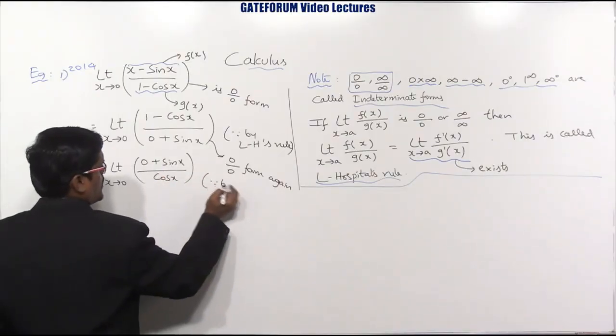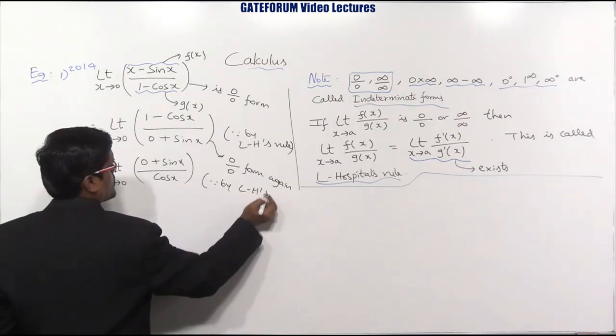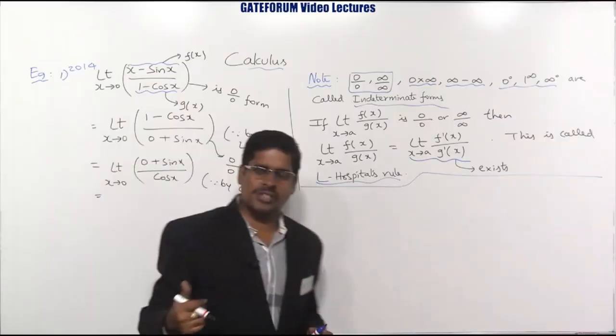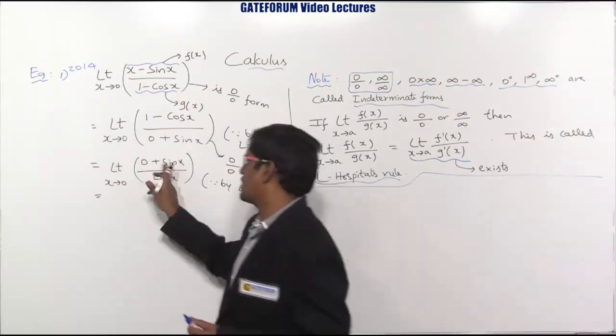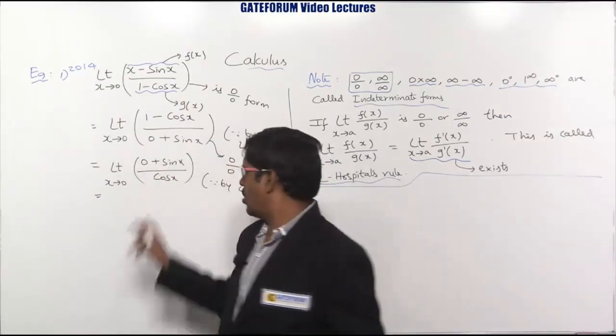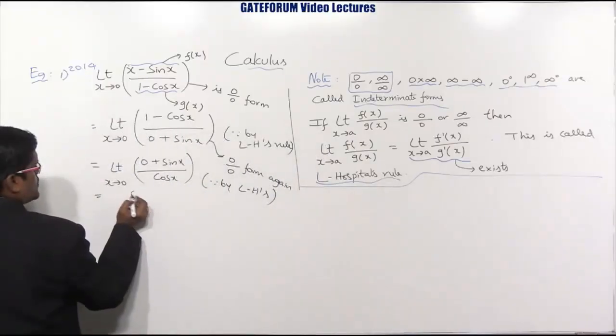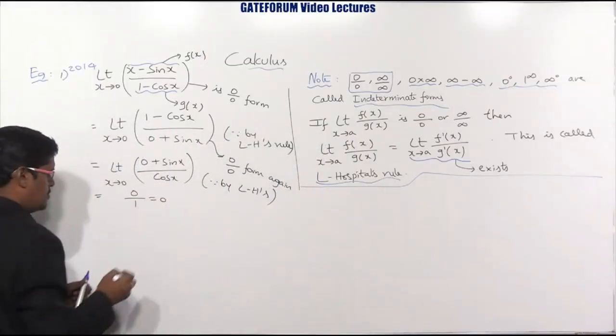Since by LHS rule, now sin x by cos x was not given in my 7 standard limits formulas. Once again, put x equal to 0. Sin 0 is 0, cos 0 is 1. 0 by 1 exists, so this is 0 by 1, equal to 0.